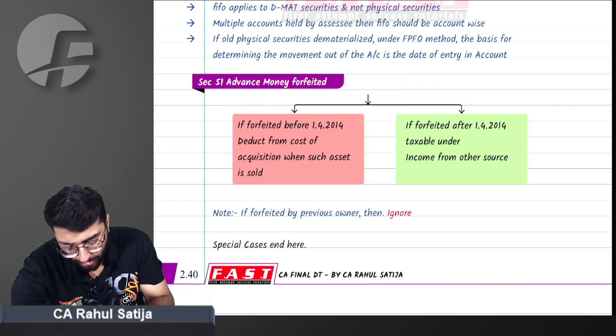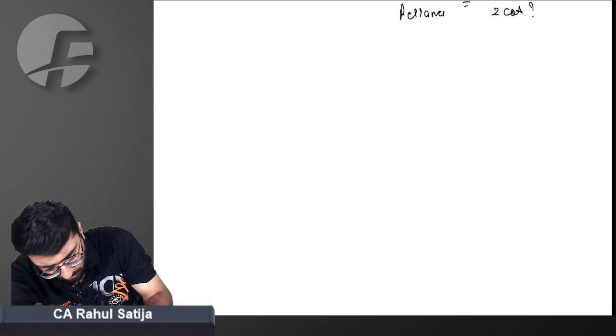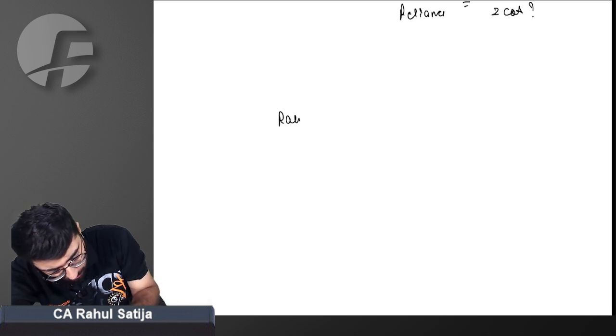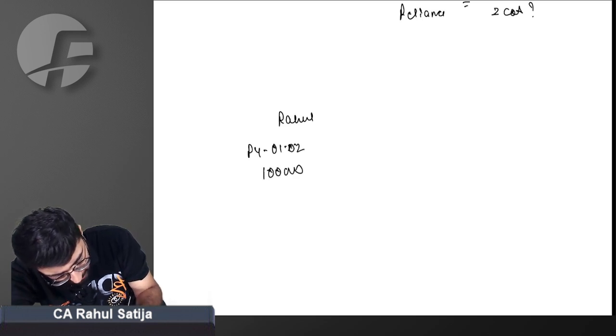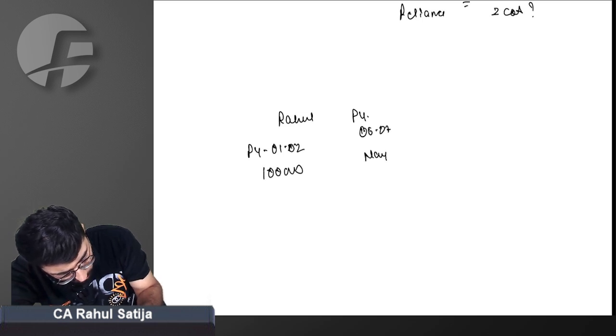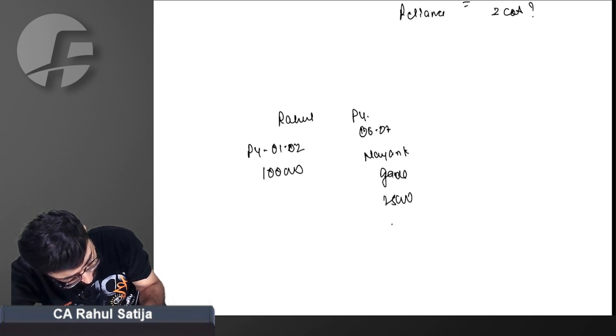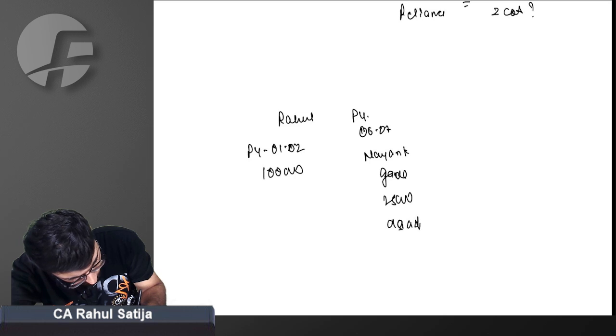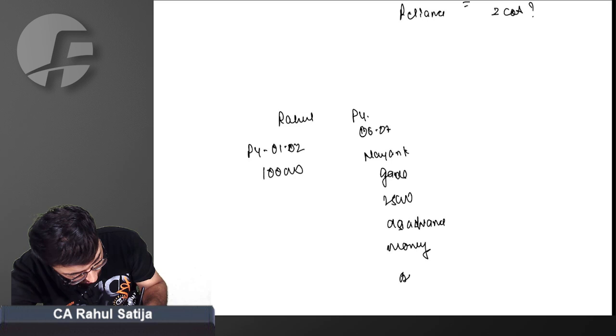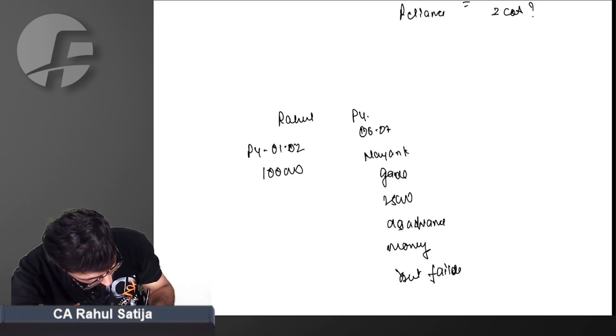Sir, how is it reduced from cost of acquisition? Just understand this with an example. For example, this is Rahul. He bought a house in previous year 1-2 at rupees 10 lakh. In previous year 6-7, Mayank gave 25,000 as advance money, but failed to pay the balance money.